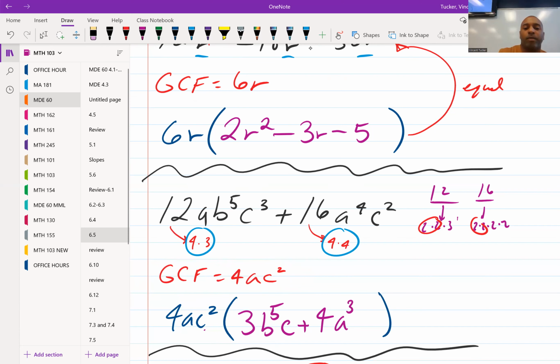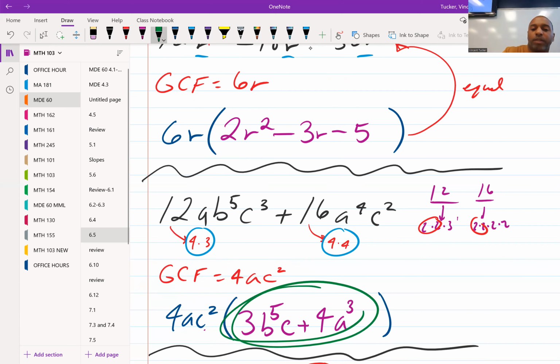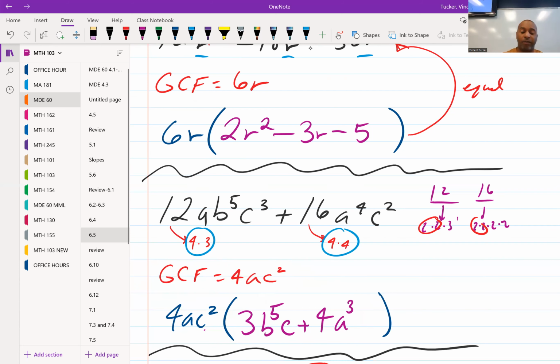And then from there, what's in the parentheses is what's going to be left from each term after you factored out 4ac squared. So taking 4 out of the 12, you're left with 3. 4 times 3 is 12. I took the single a, brought it to the front. Couldn't use b, so that's why all of b to the fifth is here. Then I took out 2 c's from that c cubed, so I'm left with 1 c.